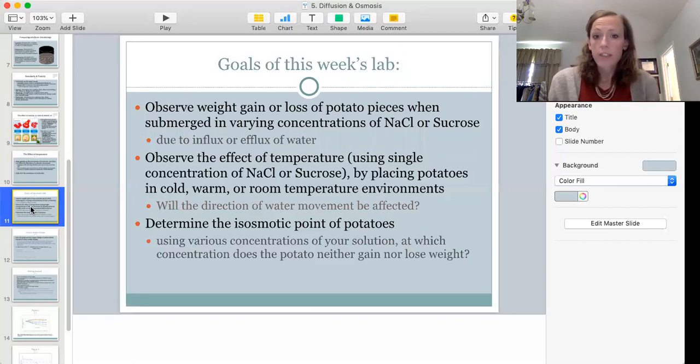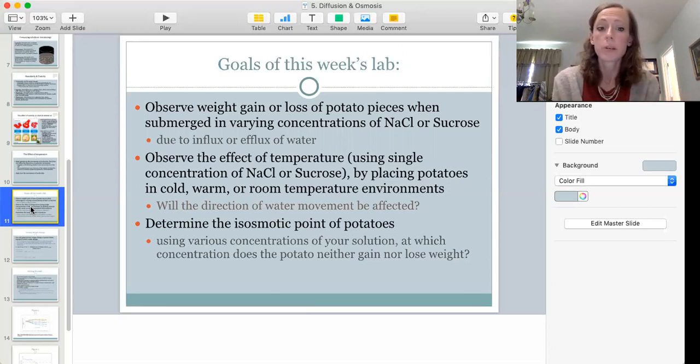So our goals for this week's lab, we are going to be looking at the gain or loss of water weight based on the environment that we're placing cells into. And we're going to use potato cores as our plant cells. They obviously have cells in them. We're going to cut out pieces of the potato and put them into different concentrations of either sodium chloride or sucrose. Some of you will be doing sodium chloride, and some of you will be doing sucrose. So then we'll compare data afterwards.